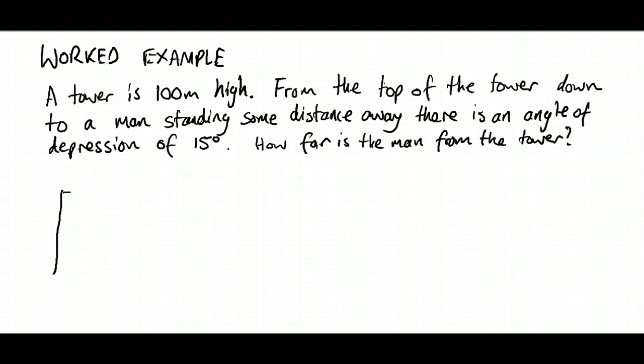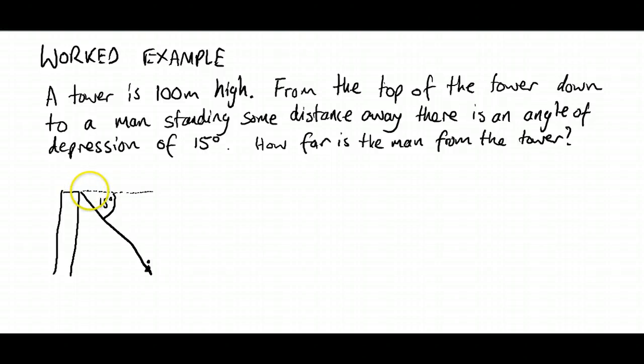You remember that the first step is always to draw a diagram of the situation. So let's draw the tower. Okay, there's the tower. And we're told there's some man standing a distance away, so he's over here. There he is down there. If we draw a line from the top of the tower down to the man, we're told there's an angle of depression of 15 degrees. That's how to read that question.